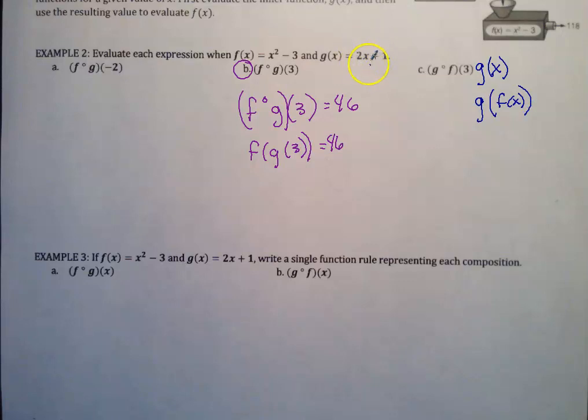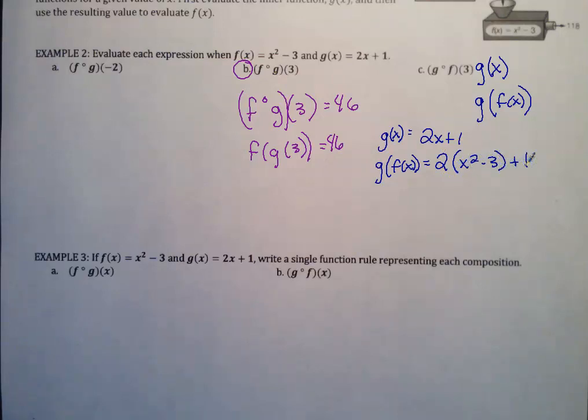So we're going to start with our g of x, 2x plus 1. And now we need to put the f of x inside there. So the g of f of x equals 2 times the quantity, what's my f of x? x squared minus 3, plus 1. Why are you putting parentheses in between them? And where did the x go?